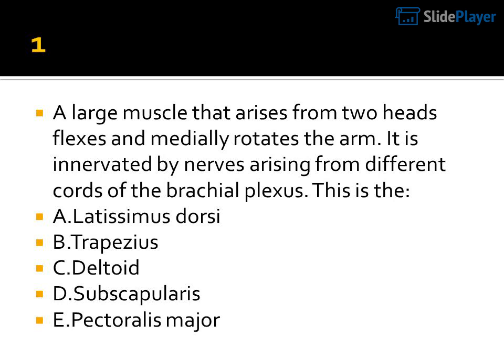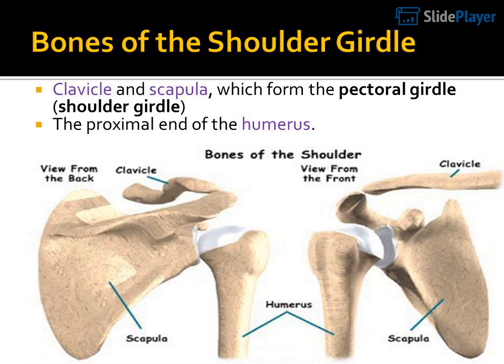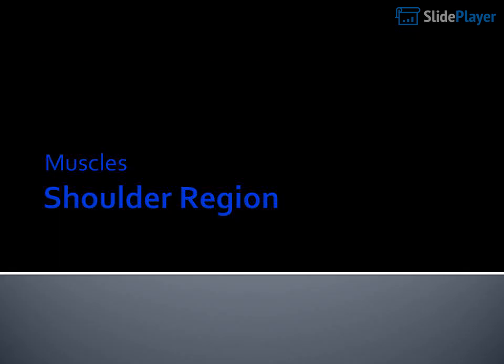This is the A. Latissimus dorsi, B. trapezius, C. deltoid, D. subscapularis, E. pectoralis major. Bones of the shoulder girdle. Clavicle and scapula, which form the pectoral girdle, shoulder girdle. The proximal end of the humerus. Muscles. Shoulder region.